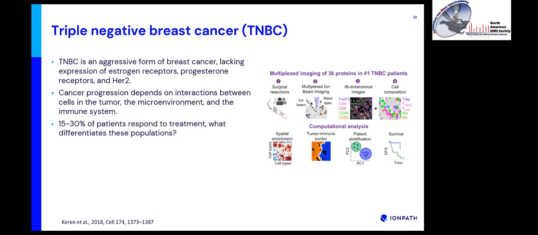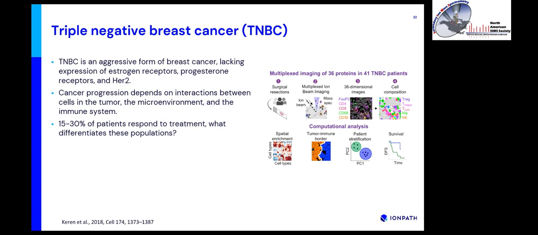But back when she was at Stanford, she published this paper on triple-negative breast cancer, which is an aggressive form of breast cancer that lacks the expression of estrogen receptors, progesterone receptors, and HER2, so that's the triple-negative part of it. The cancer progression here depends on the interactions between the cells in the tumor microenvironment and the immune system. And 15 to 30% of patients respond to treatment. So really the question here is what differentiates those populations?